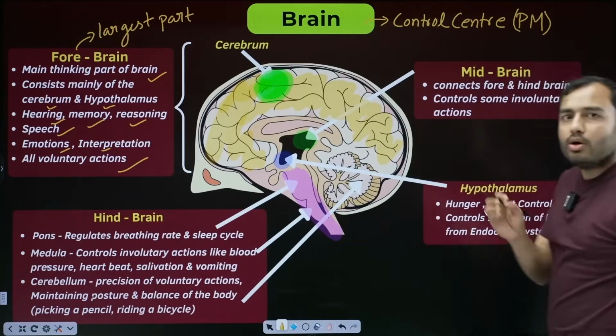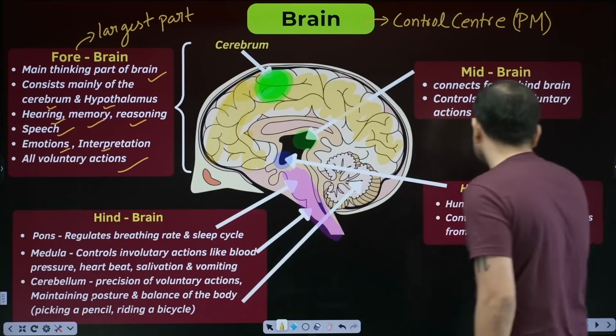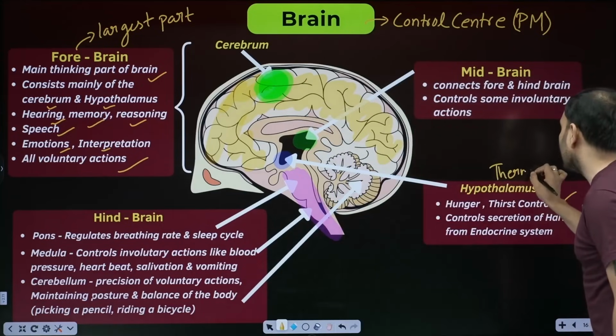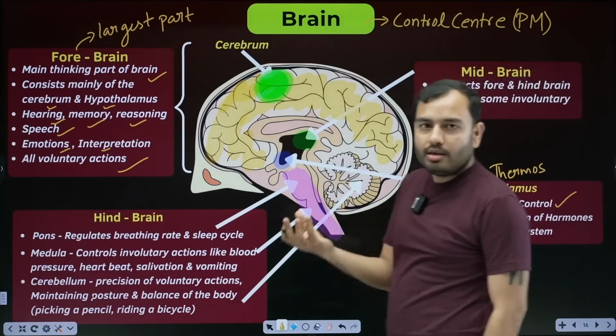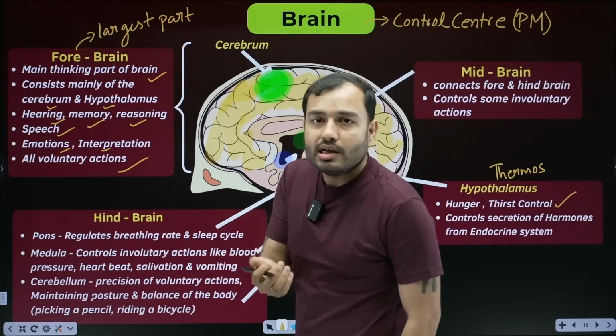Controlling hunger and thirst. What comes here from the hypothalamus? The hypothalamus. And what is the hypothalamus? Flask or tea, water and food items. So it controls thirst and hunger.